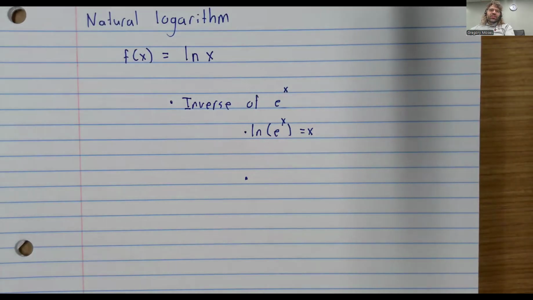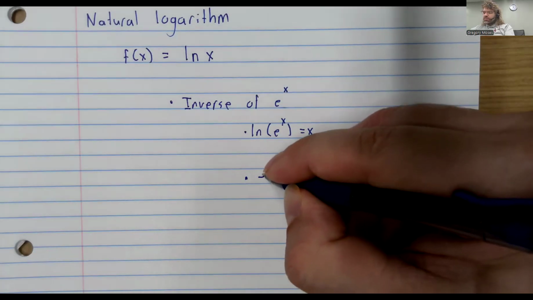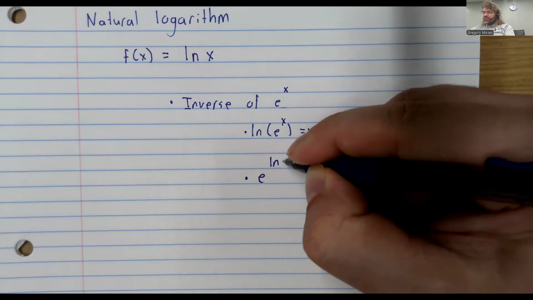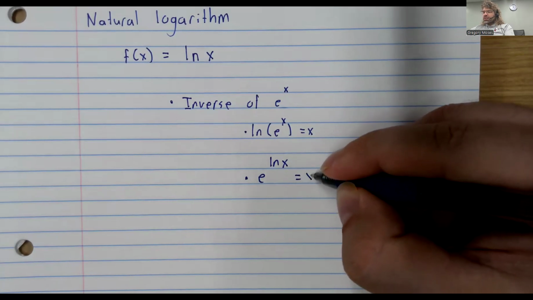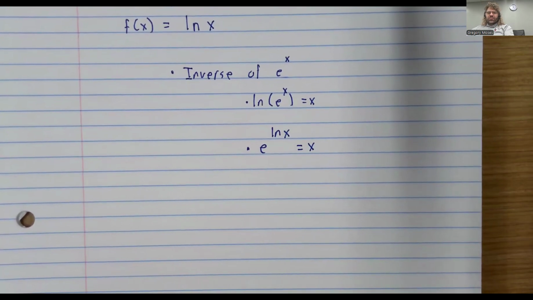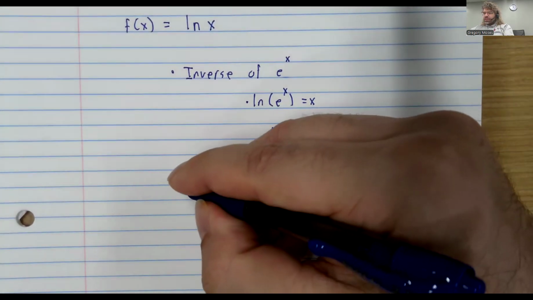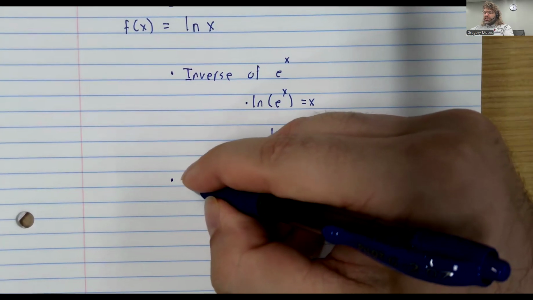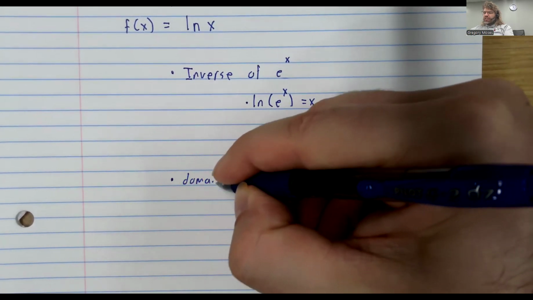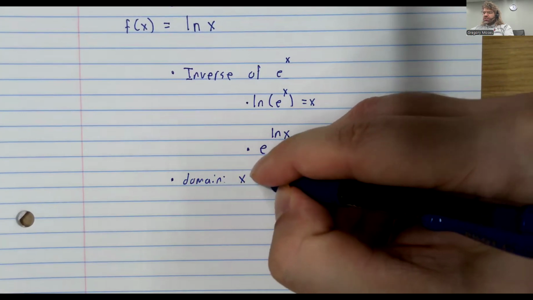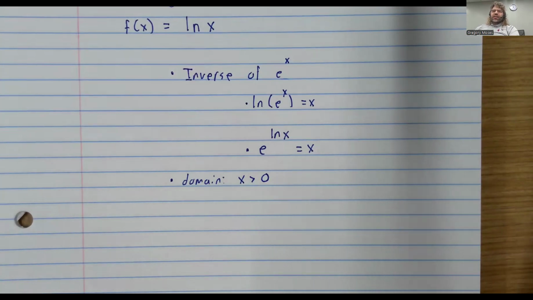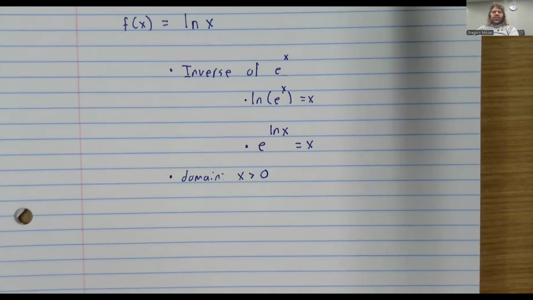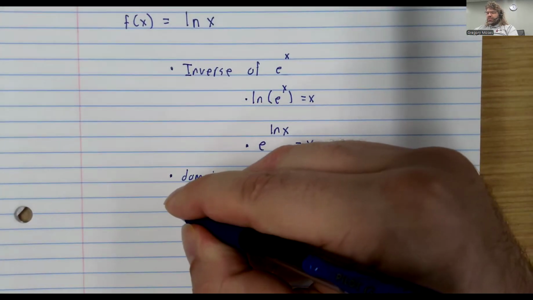And for our purposes, this is the important one. It means that e to the ln x equals x. The natural logarithm is only defined when x is greater than 0. The natural logarithm of a negative number, the natural logarithm of 0, these things are not defined.